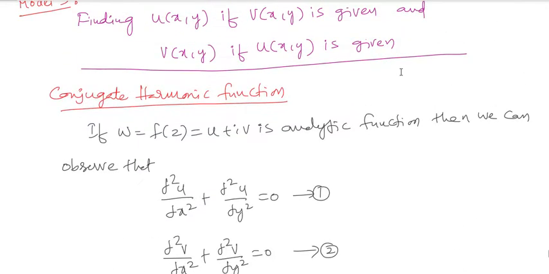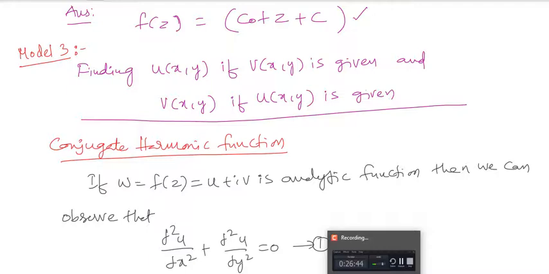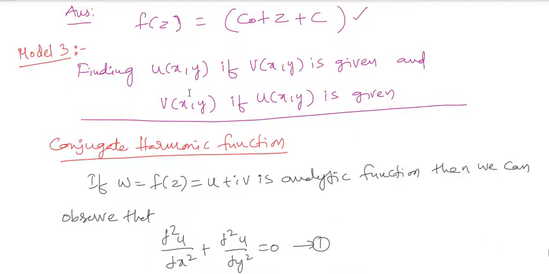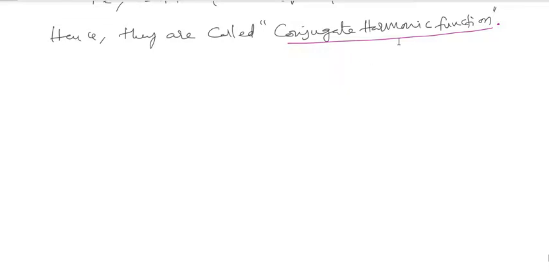In this model, you are going to find out v of x comma y if u of x comma y is given. So I will directly take an example and explain it with the example.